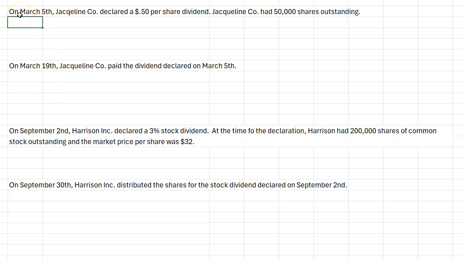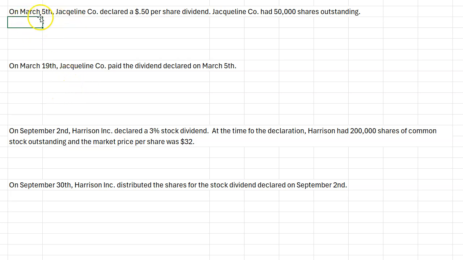Now there's three important dates for cash dividends, and that is the date of declaration, the date of record, and the date of payment. Technically only the first date, the date of declaration, and the last date, the date of payment, receive a journal entry.